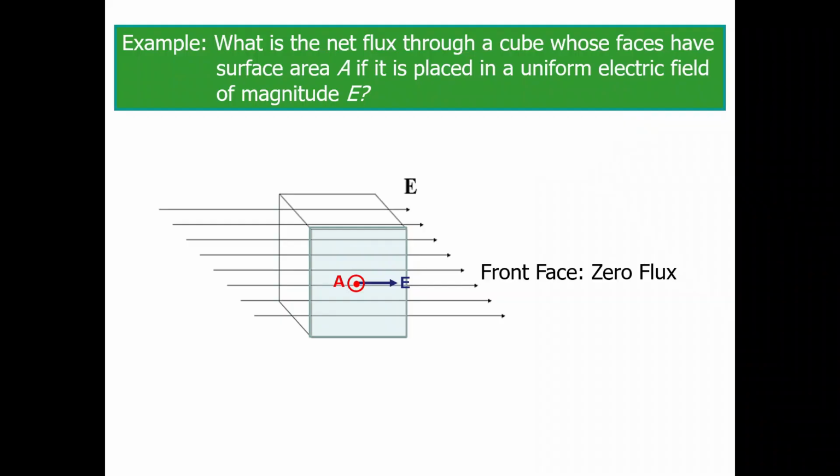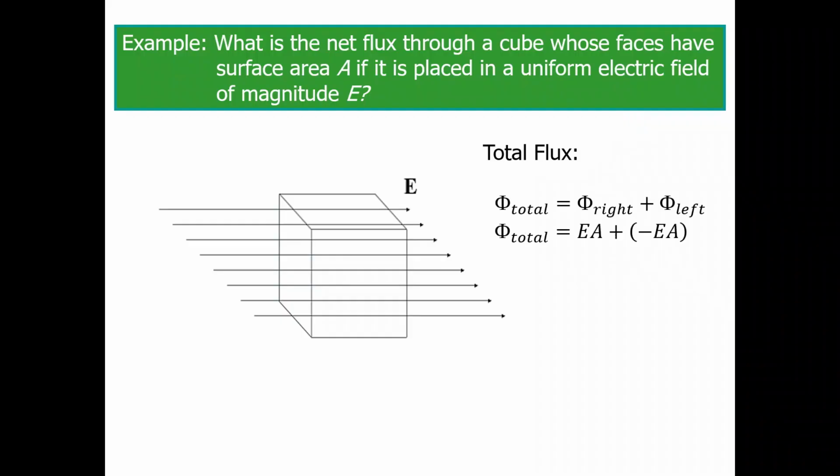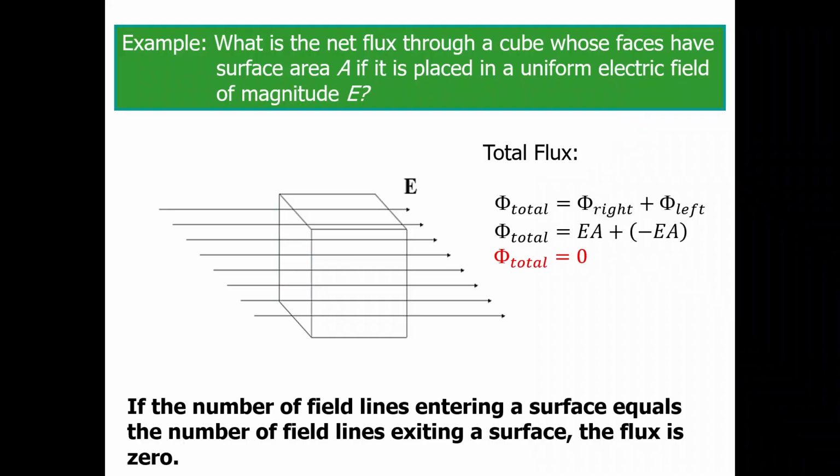So all we have to do is look at the left face and the right face. So our total flux is going to be the right plus the left. Our right was a positive EA. Our left was a negative EA, so our total flux is 0.